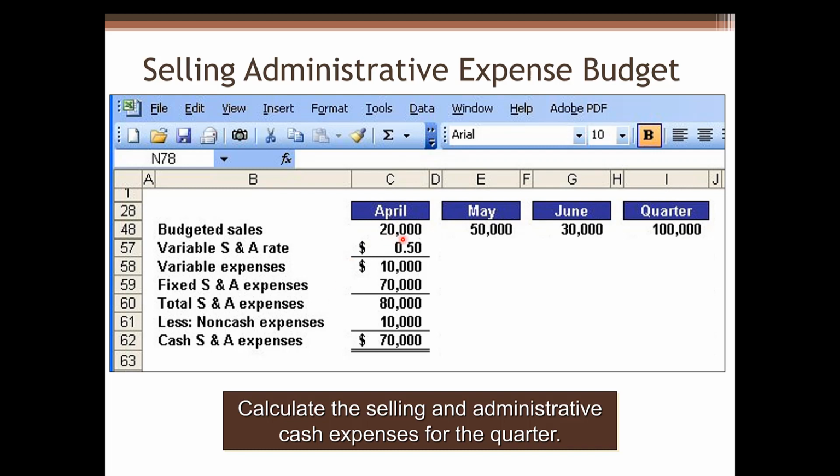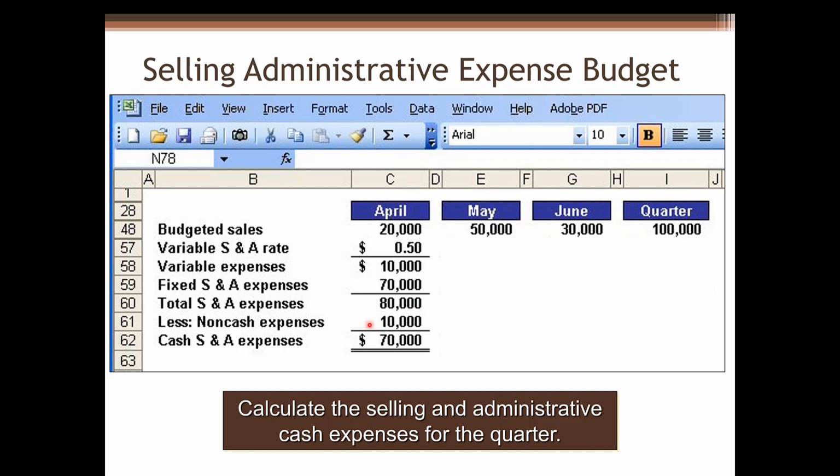Here, for budgeted sales in units, we get the information from the sales budget, multiplied by the variable S&A rate of 50 cents, and we get $10,000 variable expenses for April. Fixed S&A expenses are $70,000. So the total S&A expenses for April are $80,000.